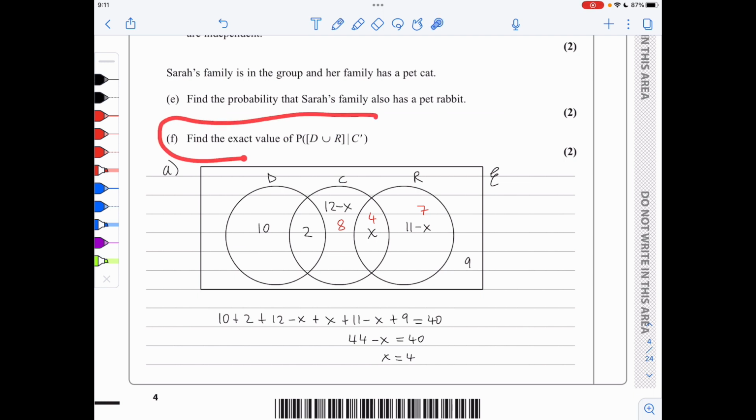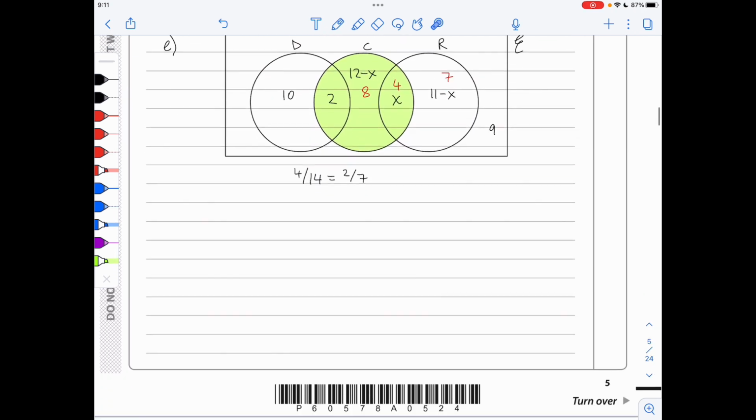In part F, we need to find the exact value of the probability of D union R given C dash. This is yet an example of conditional probability. It is certain that we are outside of C, and the question is what's the probability we are also in D union R. So I will quickly redraw the Venn diagram and see where this will take me, taking into account that I'm outside of C.